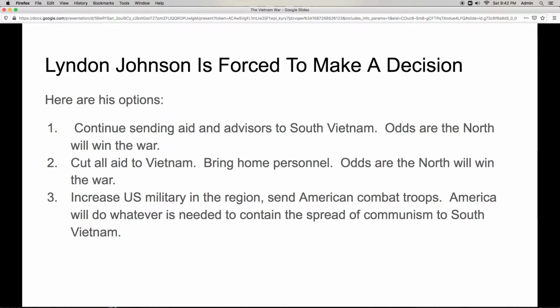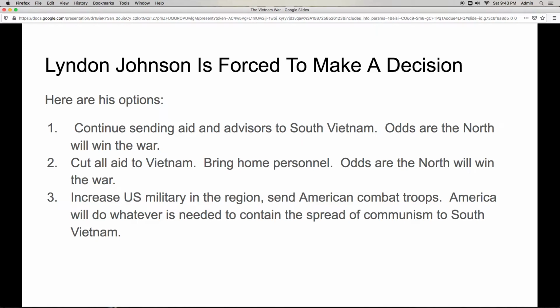Two, Lyndon Johnson can just step back and say, look, we got enough stuff going on right now. We got the civil rights movement heating up. We got our own issues at home. Let's just get out of Vietnam. Bring everybody home. Odds are North Vietnam is going to win the civil war. Containment fails. And Lyndon Johnson politically is going to be hit hard by that because he's going to look weak on communism.